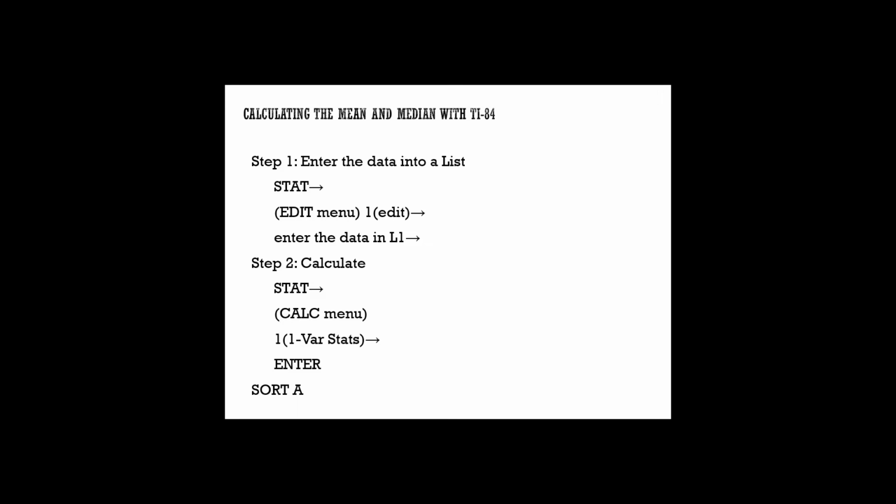Here's the steps if you want to jot them down. First, you enter the data into a list: you hit stat, and then you say edit list. List 1 is where you can put it. I put it in list 6 in our example. And the second thing you do is calculate. Once again, you hit the stat button, you go to the calc menu, and you choose one variable statistics and hit enter.